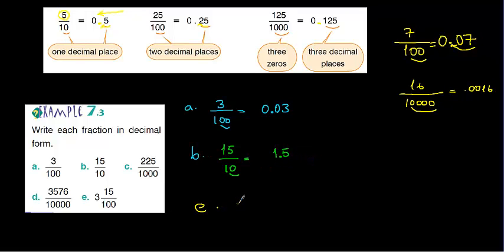And at the last part I'm going to solve E1. Here 3 and 15 over 100 is a mixed number. So first I'm going to transform that into an improper fraction. 100 times 3 is equal to 300.